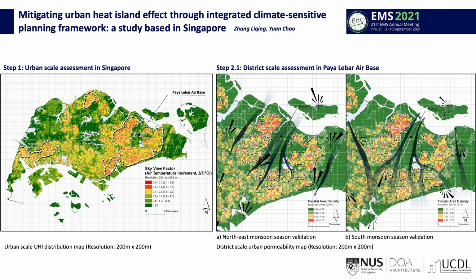In step 2.1, the urban permeability of Paya Lebar airbase and surroundings is mapped to detect the potential air paths. As we know, 2 monsoon seasons characterize Singapore's climate. The northeast monsoon happens from December to March, while south monsoon happens from June to September. The potential air paths can be well validated by the specific wind frequency data in monsoon seasons, which proves the effectiveness of this wind detection method.